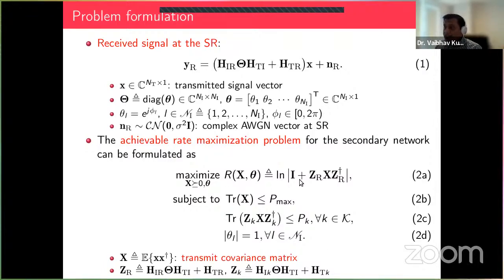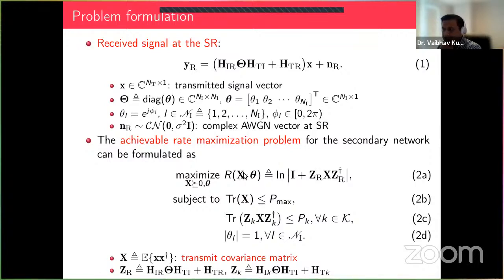So we try to maximize the rate. Now we have some constraints. The constraint is that we have a certain transmit power budget. The modulus of each of the phase shifts provided should be 1, because it lies on the complex unit circle. And in 2C, this is the interference constraint at the primary receivers, or the licensed receivers. So the interference that we are creating should be less than or equal to a predefined threshold P_k for each of the K primary receivers.